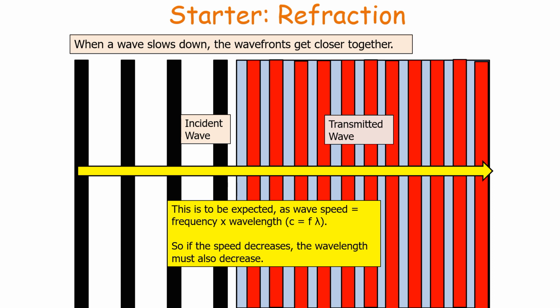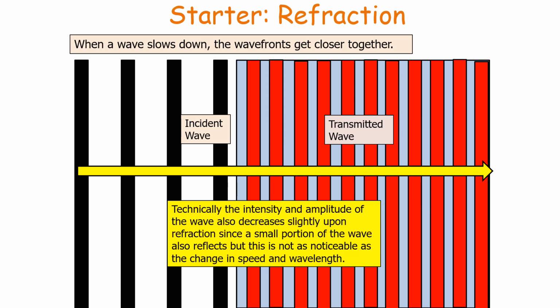well then the wavelength must also decrease. Now, as well as that, the intensity and the amplitude of the wave also decrease slightly upon refraction because a small portion of the wave also reflects, but this isn't as noticeable as the change in speed and wavelength when the wave changes medium.